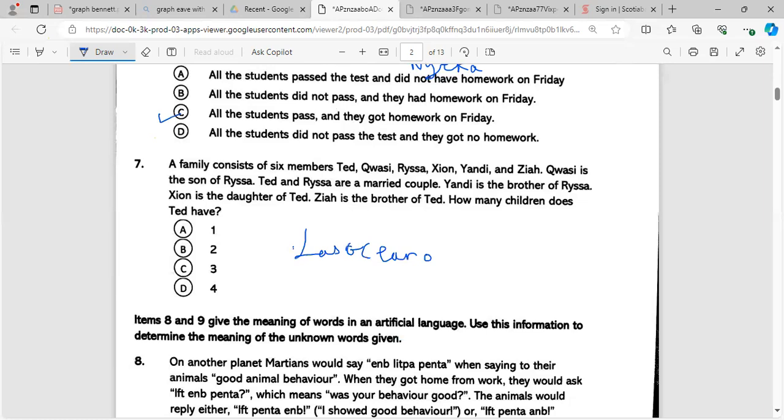Ashana, you're up next. A family consists of 6 members: Ted, Kwesi, Riza, Zion, Yadi, and Zaya. Kwesi is the son of Riza. Ted and Riza are a married couple. Yadi is the brother of Riza. Zion is the daughter of Ted. Zaya is the brother of Ted. How many children does Ted have?